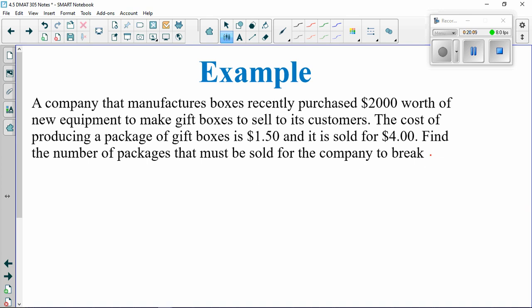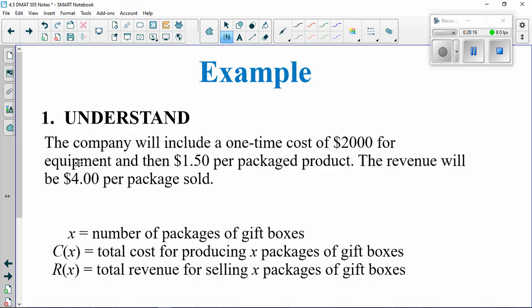Ooh, it's supposed to be break even. I lost my word on there. Break even. So understand the company will have a one-time cost of $2,000 because they had to buy the equipment. And they're going to pay $1.50 per packaged product. The revenue will be $4 per package.